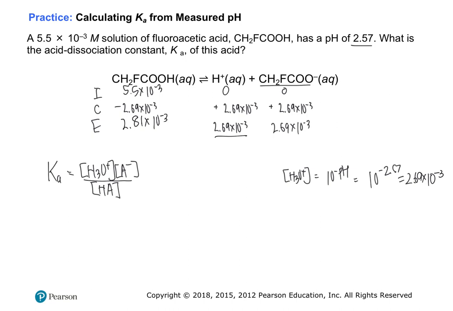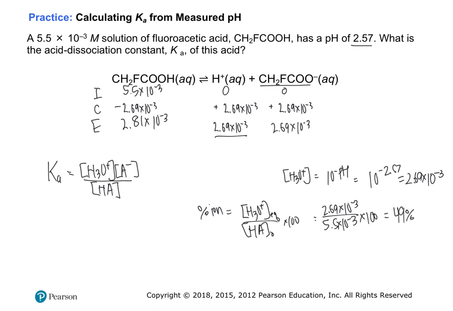So I did lose about half, and let's actually calculate that percent ionization by doing my hydronium at equilibrium divided by my initial acid concentration times 100. So I get 2.69 times 10 to the negative third over 5.5 times 10 to the negative third times 100. And I get about 49%. So yeah, this is a stronger acid.